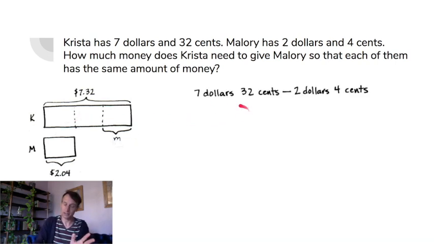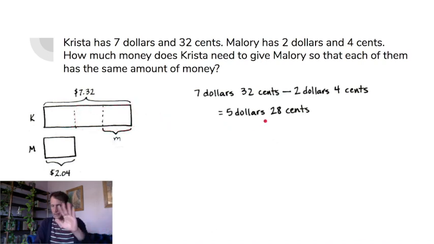Well, there are a couple ways of going about this. We can take her $7.32, subtract Mallory's $2.04, and that will give us what 2/3 of Krista's money is. When we do that math, and I'm just walking you through the logic here, so I'm not having you do the calculations, you get $5.28. 7 minus 2 is 5, 32 minus 4 is 28, great. So let's call that 528 cents so we can work a little more flexibly with it. Now that means these 2 blocks are 528 cents.